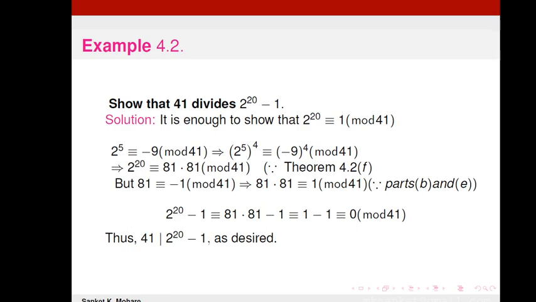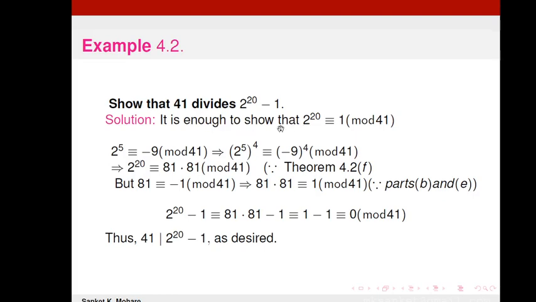Let's have one example. Show that 41 divides 2 raised to 20 minus 1. We know that when n divides the difference A minus B, this implies A is congruent to B modulo n. So here it is enough to show that 2 raised to 20 is congruent to 1 modulo 41.